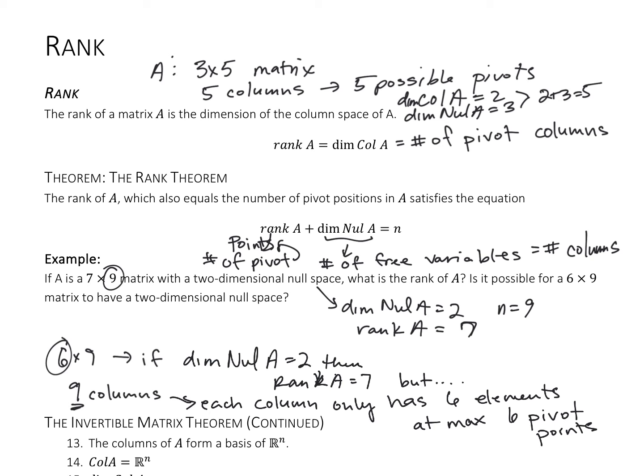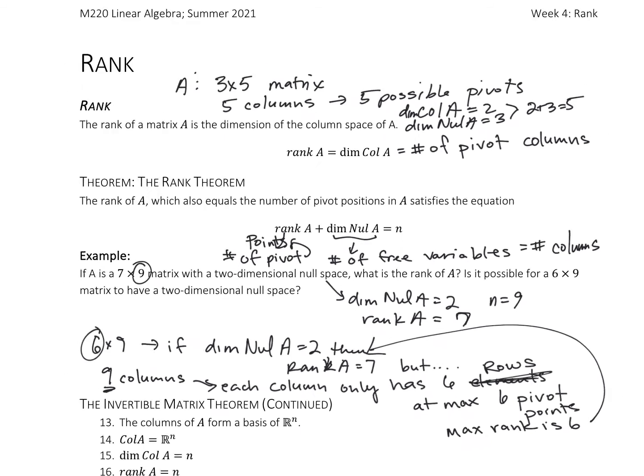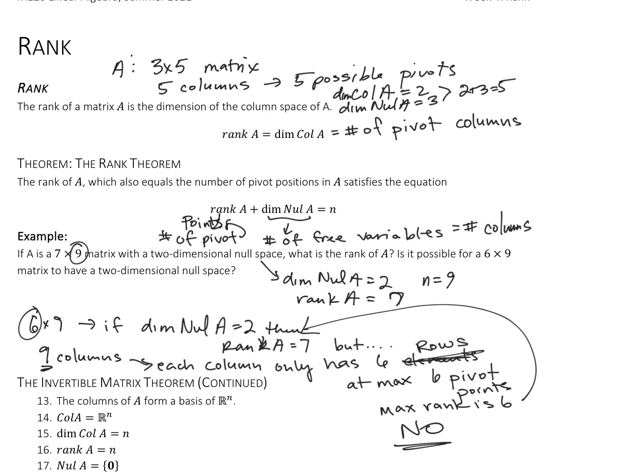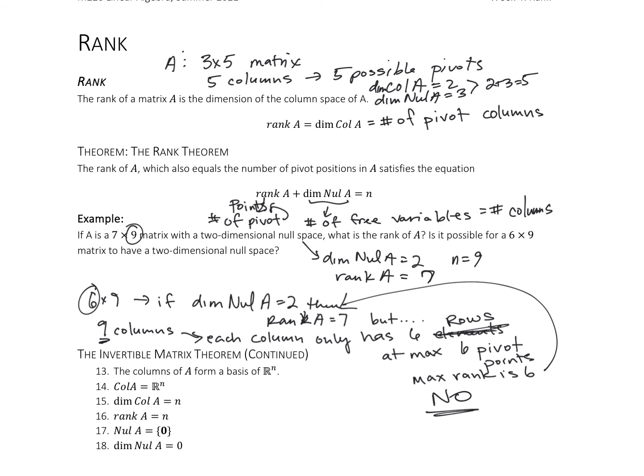By columns, I mean rows. Each column has only 6 rows, right? Which means that I have at max 6 pivot points, because we find the pivot points by the leading position in each row in RREF or REF form, where I no longer have zeros in front of those things. So I can only have at max 6 pivot points, which means my max rank is 6, but I would need to have a rank of 7, so that means no. I cannot have a 6 by 9 matrix with the dimension of the null space being 2. It would have to be 3 or greater.